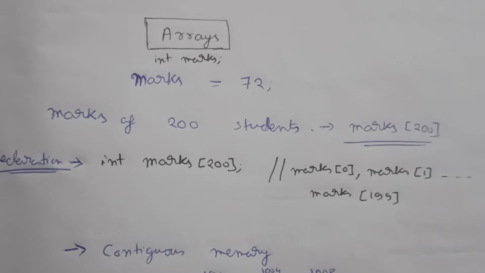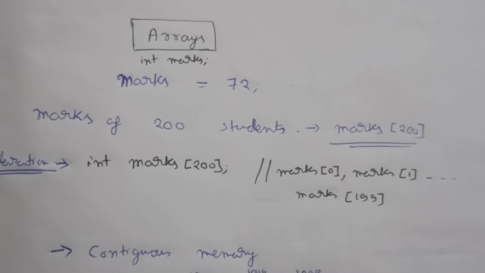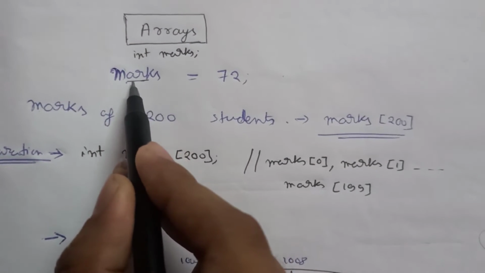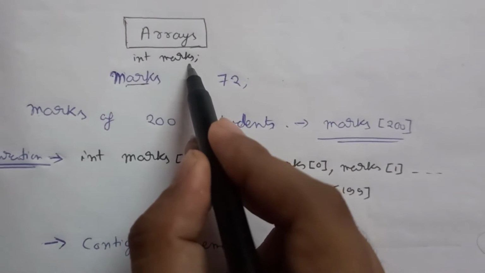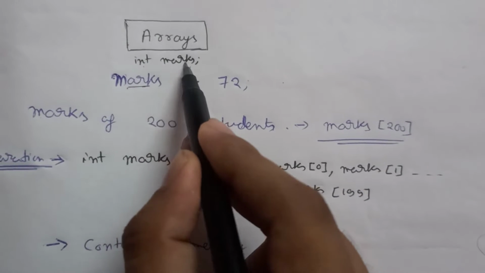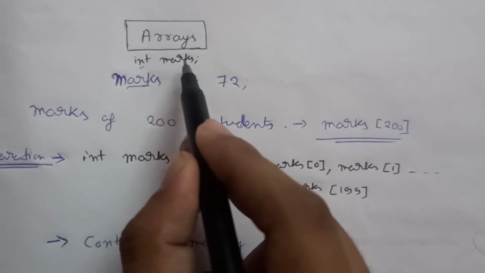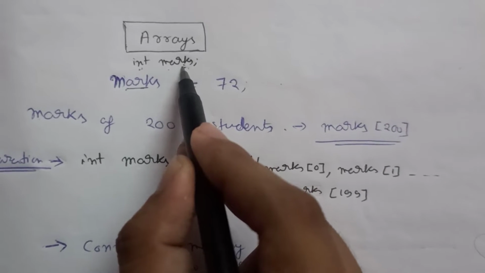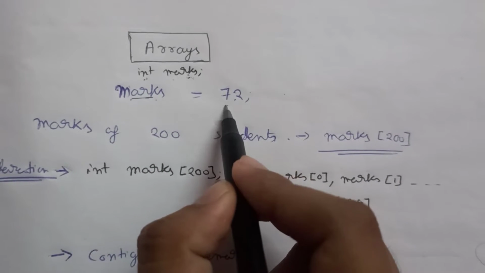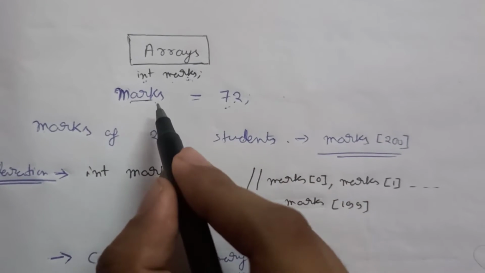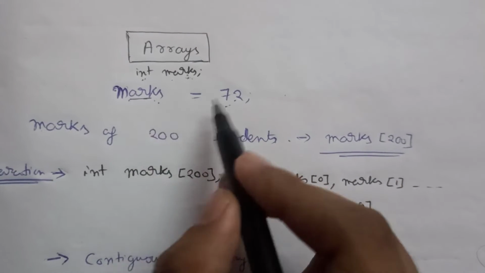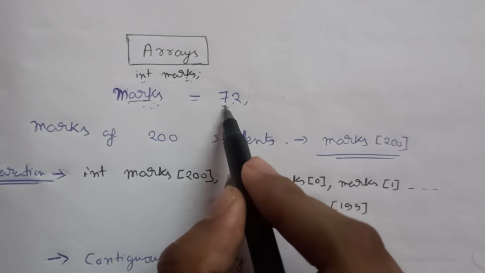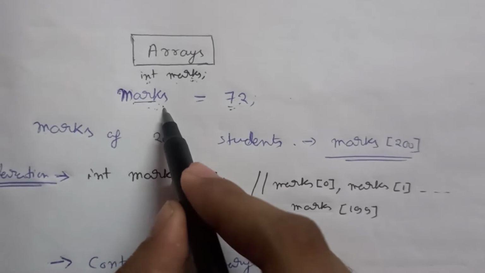I think you are already familiar with the concept of a variable, since you have already done C language. Suppose there is a variable marks, and in C language we declare the marks variable like this: int marks. This int is the data type, that is integer, and marks is the name of the variable. Now we are storing a value inside this variable marks, that is 72 here. So whenever we are printing marks, or adding it, or doing whatever with marks, this means we are using the value 72. That's the marks of one pupil.